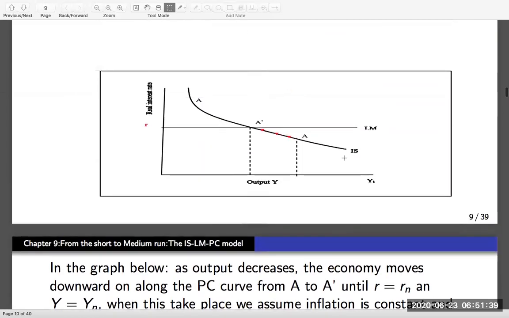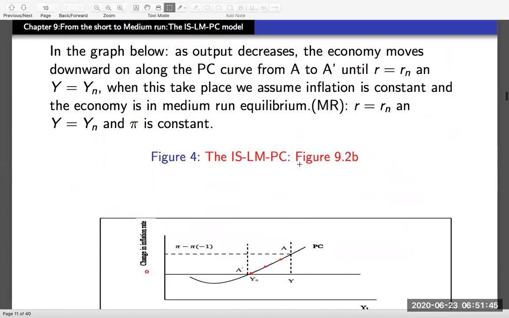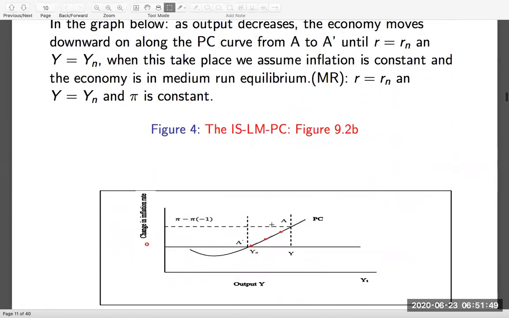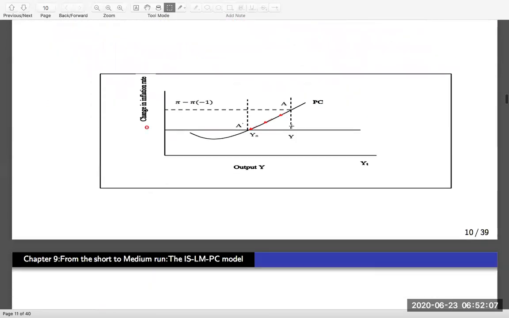So this is what happens in the IS-LM if you are going back to potential. What happens in the PC, you are moving from this point to that point, right? There is a decrease in output as you go back there, and surely the change in inflation is also decreasing until it becomes stable. So know that. Okay, that is important.